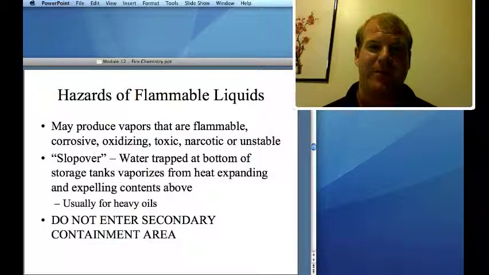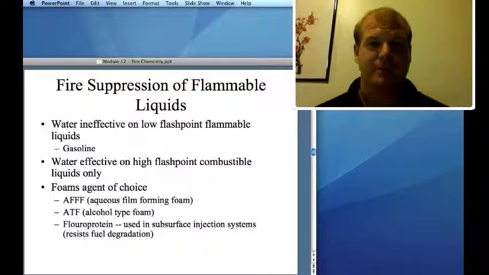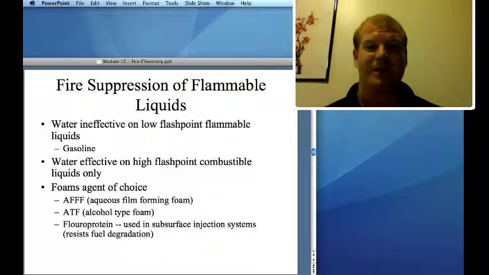So if there's spillover, there's a secondary containment area, right? There's going to be concrete structures. Do not enter that secondary containment area. That is very dangerous. So how do we get rid of these flammable liquids?